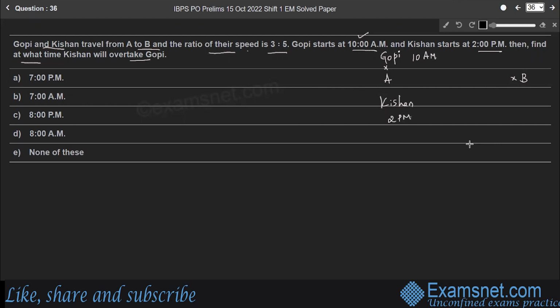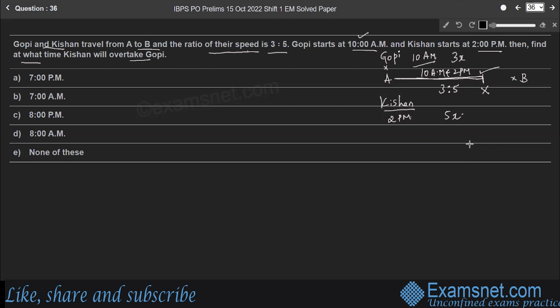So here the ratio of their speeds is given, 3:5. If we consider 3x as Gopi's speed and 5x as Kishan's speed, first we have to find the distance traveled by Gopi between 10 a.m. and 2 p.m. Right? So let us consider place X. The distance traveled by Gopi, AX, is traveled between 10 a.m. and 2 p.m. So exactly at 2 p.m., Kishan starts his journey, right?